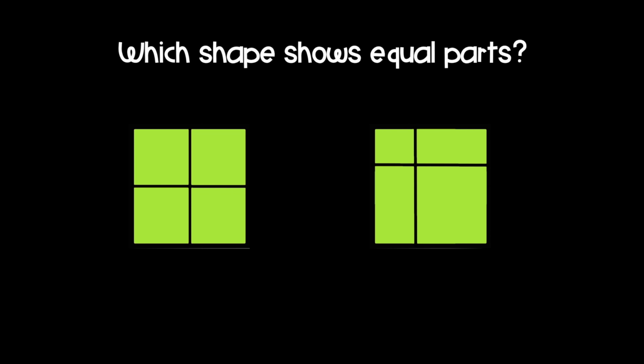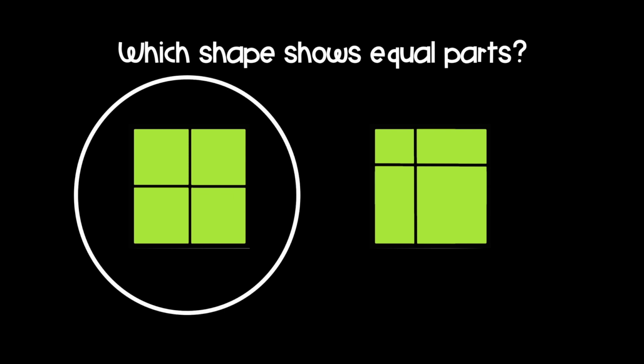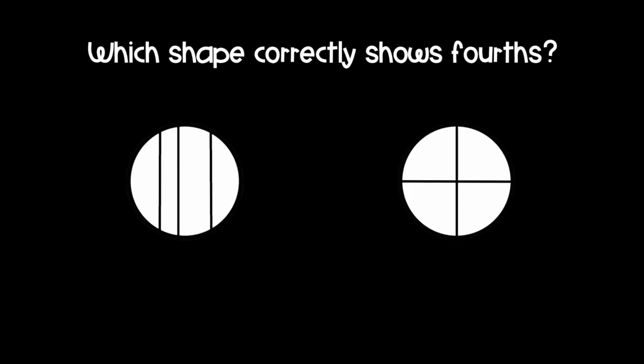Ooh, what about this one? Which shape shows equal parts? If you're thinking the one on the left, you would be correct again. There are 4 equal parts. Ooh, now we're going to move on.